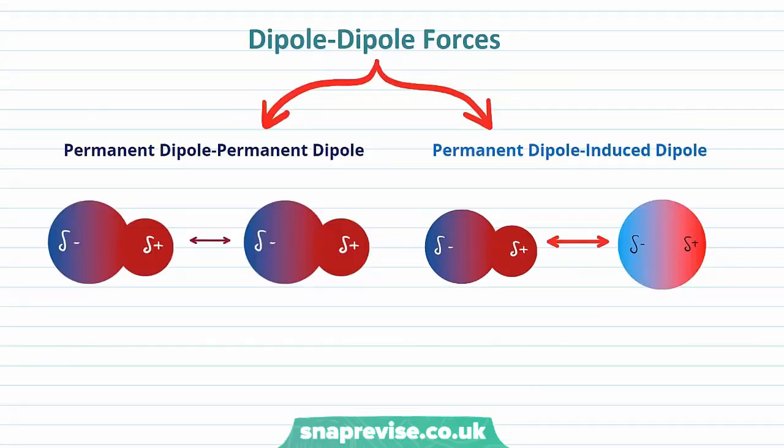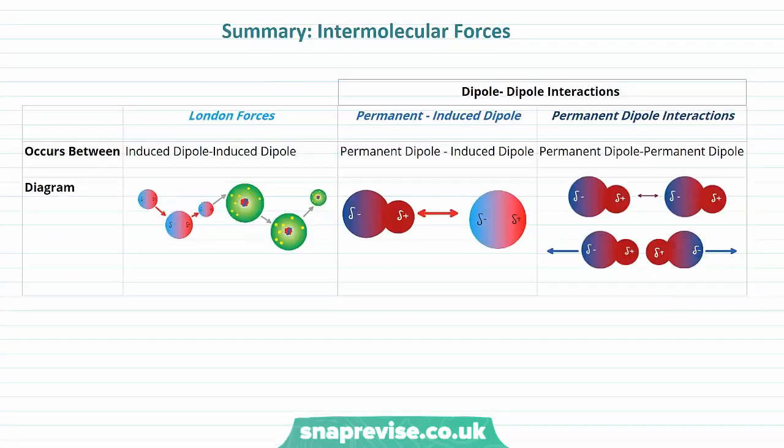Let's just take a step back to have a look at some of the terminology that we often use. Dipole-dipole forces is a term that's used to encompass both permanent dipole interactions and permanent dipole-induced dipole interactions. It's perfectly possible for a molecule with a permanent dipole to induce a dipole in an atom or molecule neighbouring it. So let's go ahead and summarise the terms we've used now.